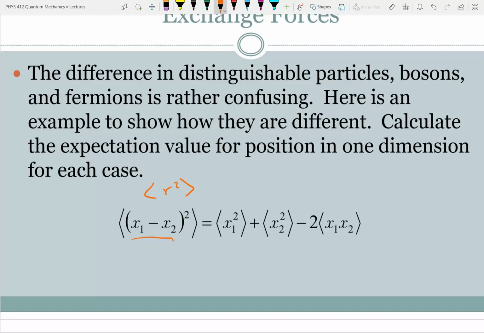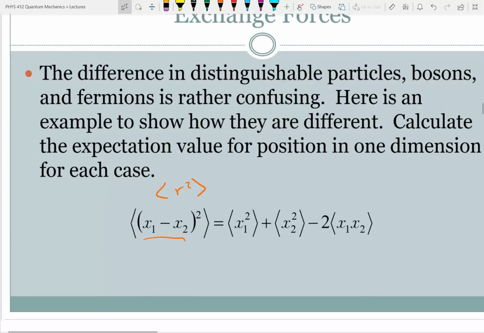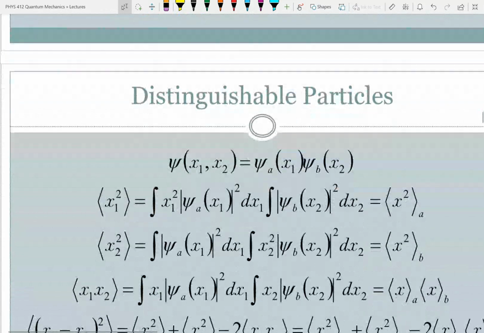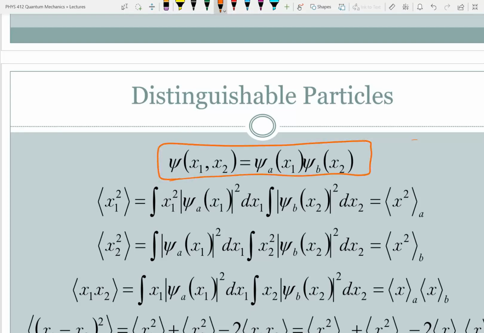We're going to calculate this in long and gory detail. Actually, if I don't make it long and gory, we're just going to finish class early. It is long and gory calculations. But we're going to calculate the expectation for that. It's one dimension. That's why it's replaced with x's. So using psi of x1, x2, just to make sure we understand what the nomenclature is, the first slot is for particle 1, the second slot for particle 2.